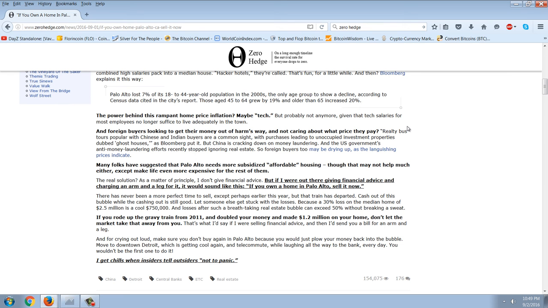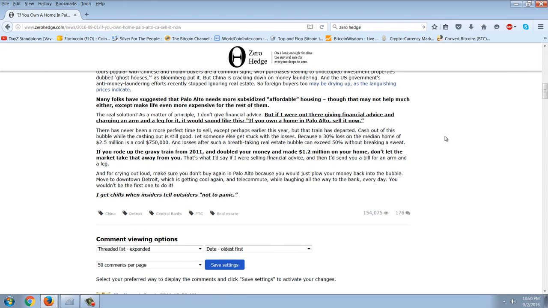The power behind this rampant home price inflation may be tech, but probably not anymore, given that tech salaries for most employees no longer suffice to live adequately in the town. And foreign buyers looking to get their money out of harm's way and not caring about what price they pay. Realty bus tours popular with Chinese and Indian buyers are a common sight, with purchases leading to unoccupied investment properties dubbed ghost houses, as Bloomberg put it. But China is cracking down on money laundering, and the U.S. government's anti-money laundering efforts recently stopped ignoring real estate. So foreign buyers, too, may be drying up, as the languishing prices indicate.